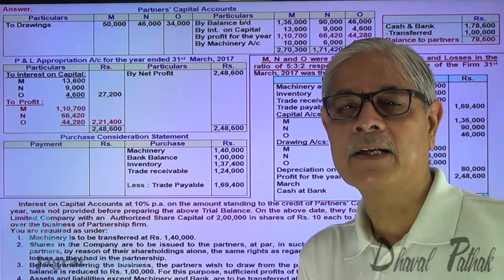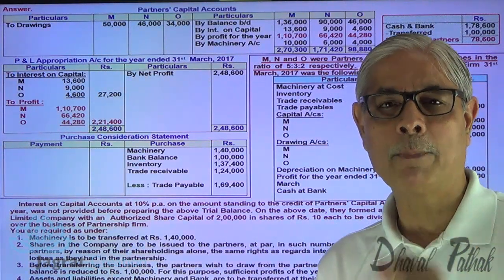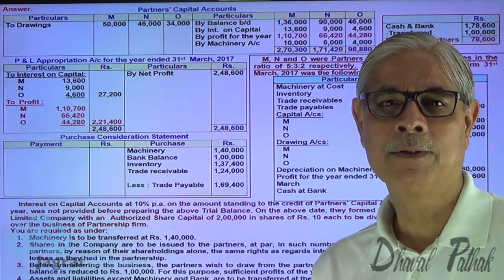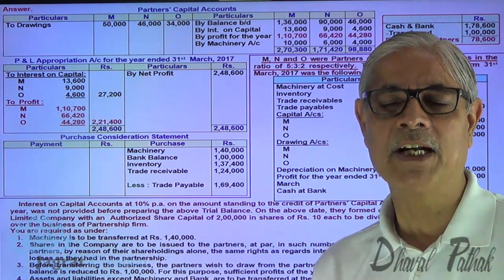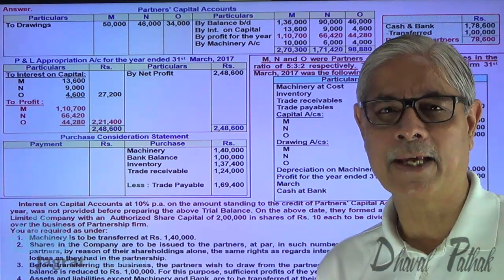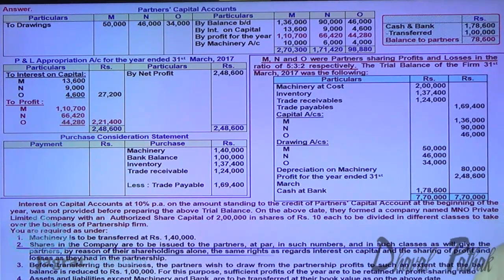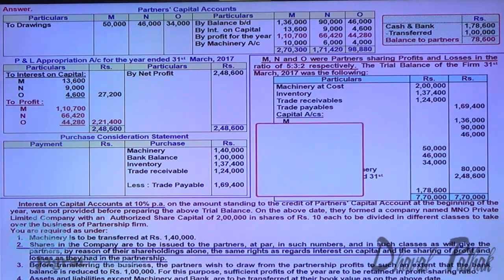How is this purchase consideration going to be received? In the form of preference shares, to ensure a 10% preference share dividend, which is equal to 10% interest on capital. So these partners will get preference share capital issued keeping parity with interest on capital. Now they are getting interest on capital of 13,800.